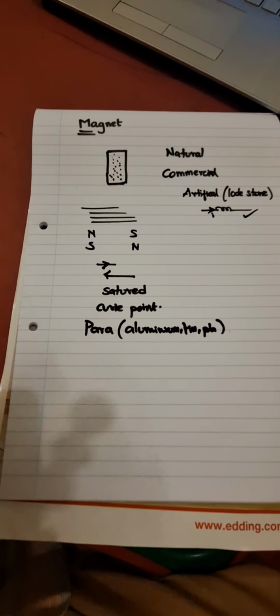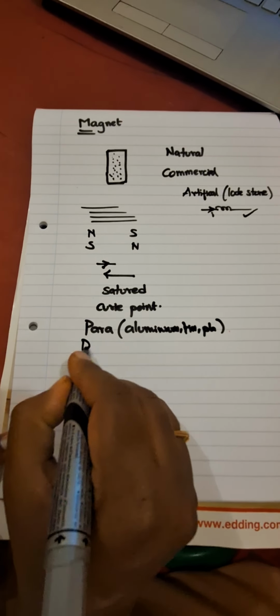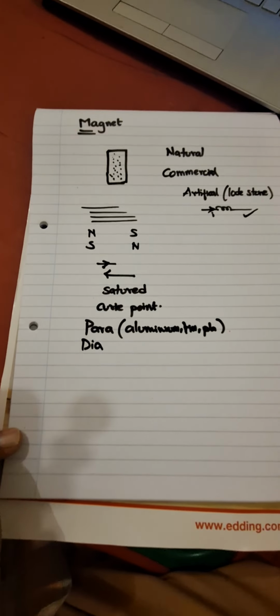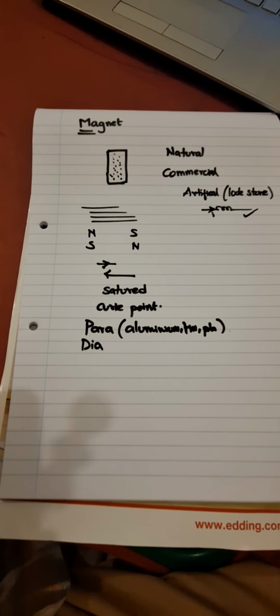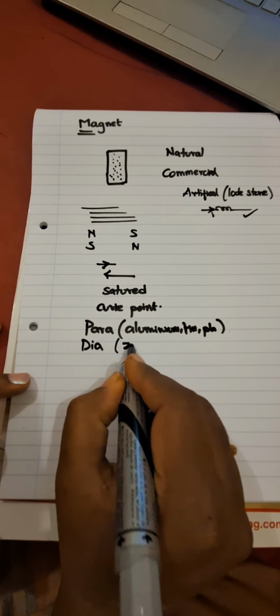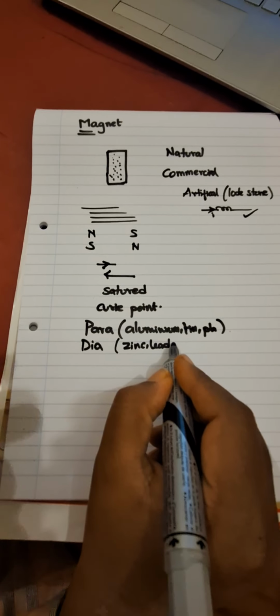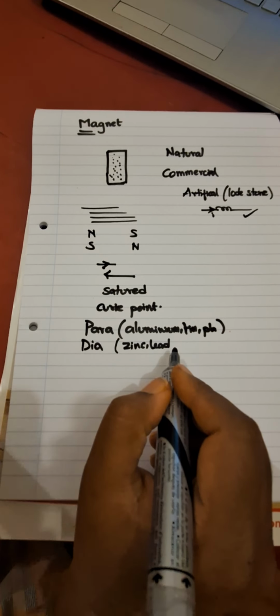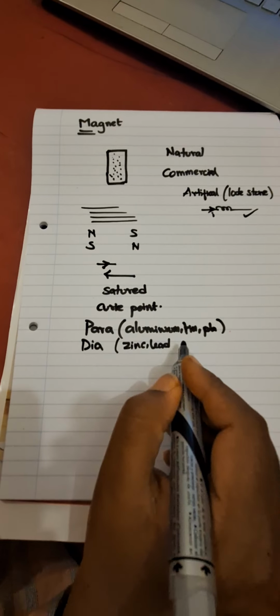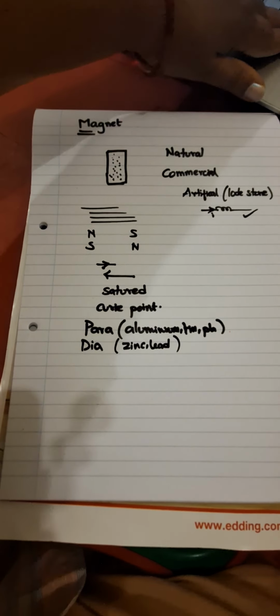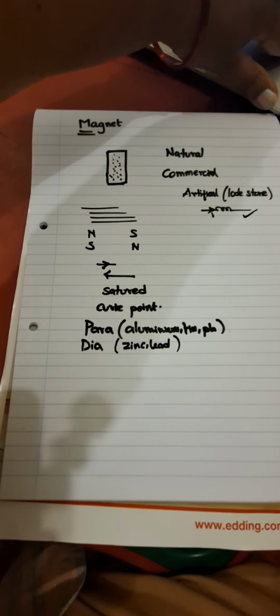Then coming to the diamagnetic materials. These materials are repelled by a magnet, such as zinc, mercury, lead, sulfur, copper, silver, wood, etc. Whatever it is, those come under diamagnetic materials. Permanent magnetic dipoles are absent in them. There is no permanent magnetic dipole.